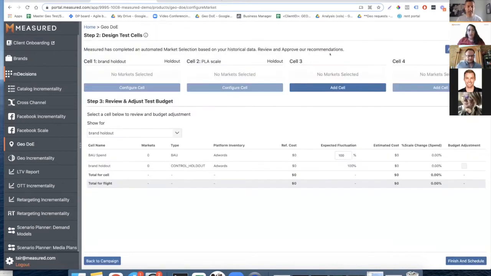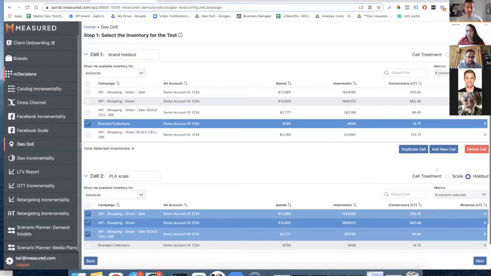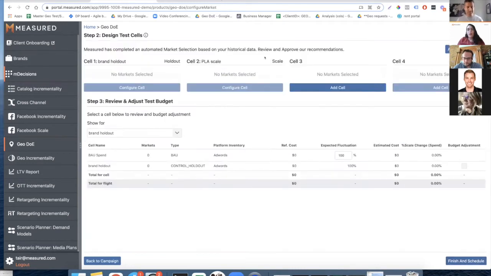Next. Ty, go back and change your scale cell to scale. Thanks, Madan. This is a treatment cell. Yes, so PLA scale and then brand holdout. We good? All right. Step 2.